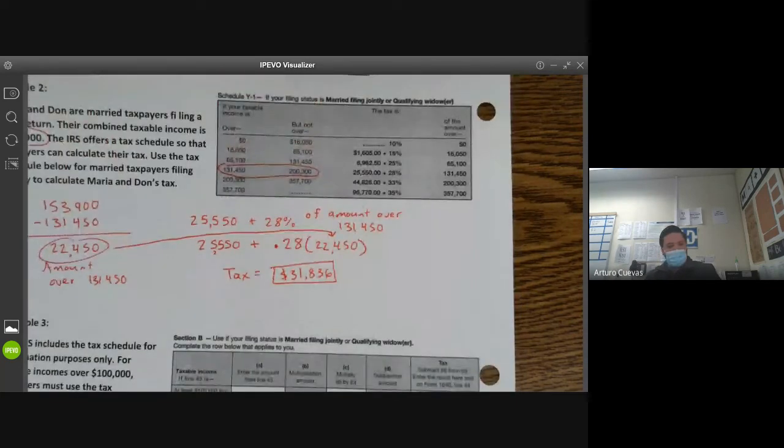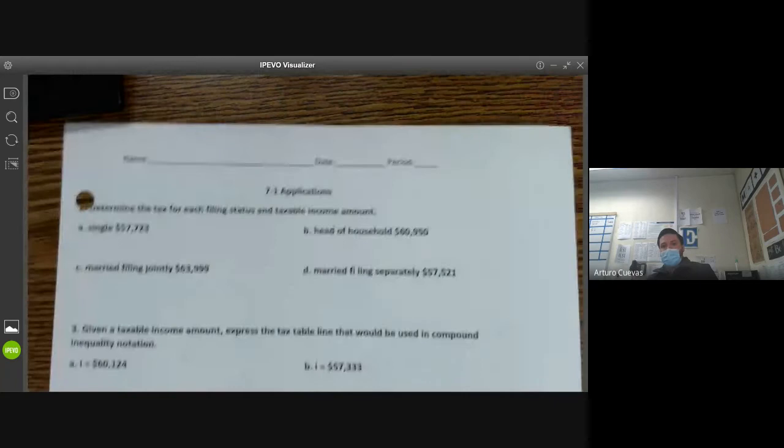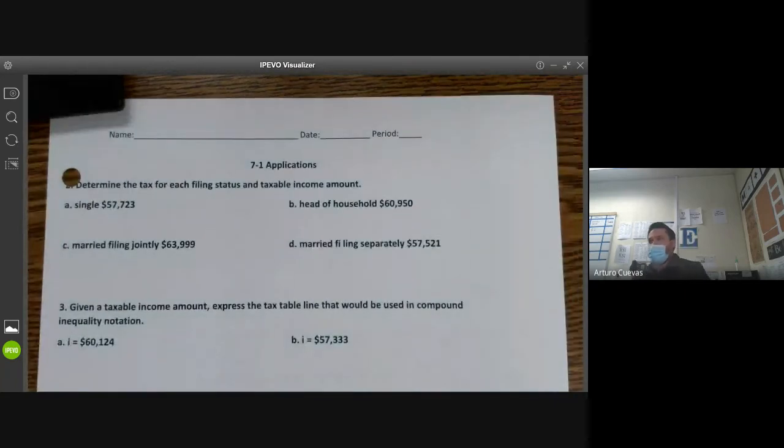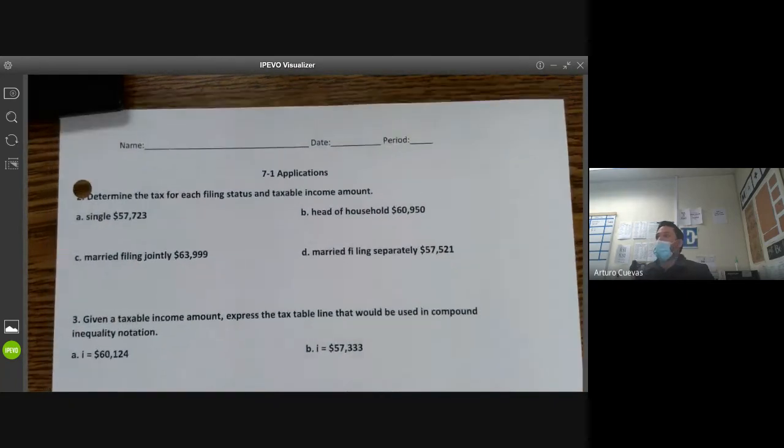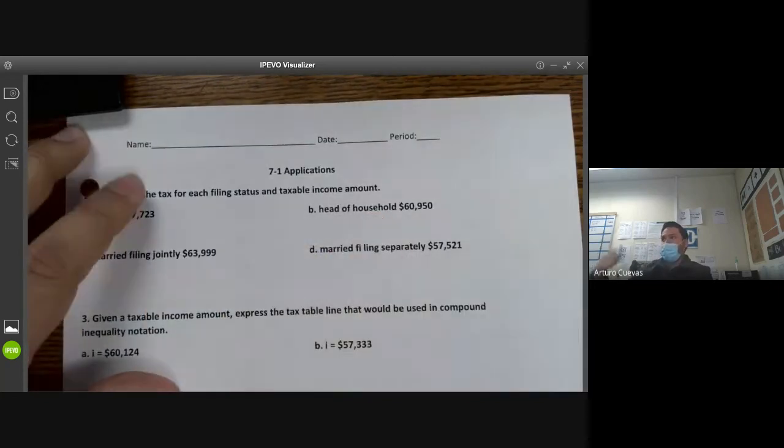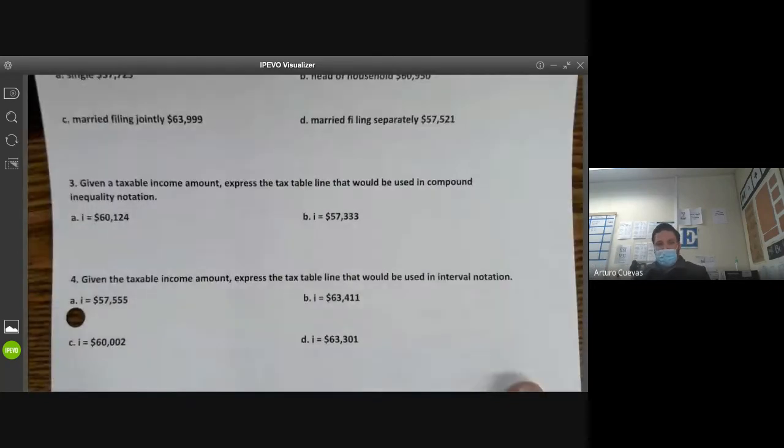Now, before we move on, I want to show you the application. Okay, so that's it for the notes. Let's just take a quick preview of the applications, and then we're going to take our break. This is just like 1 more minute.